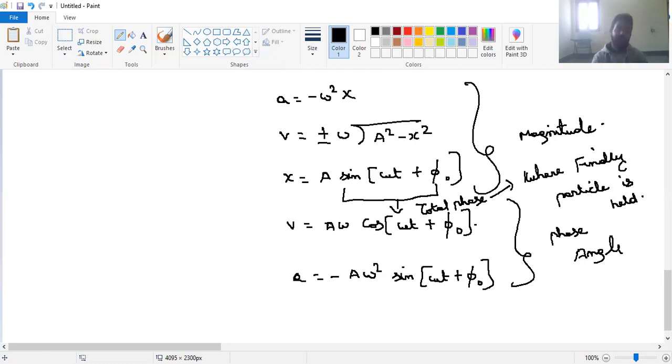So these are the ways how we can derive the equations of SHM. On this we can have a few problems, so that we will do in the next class.